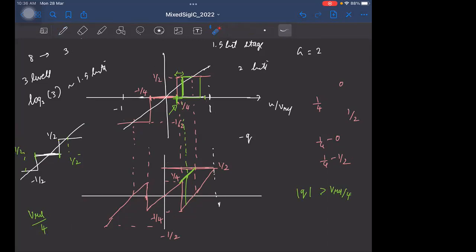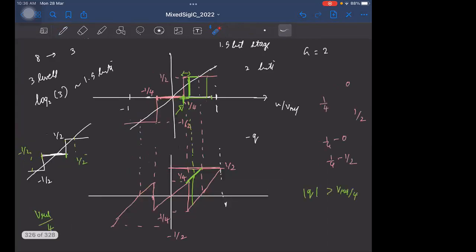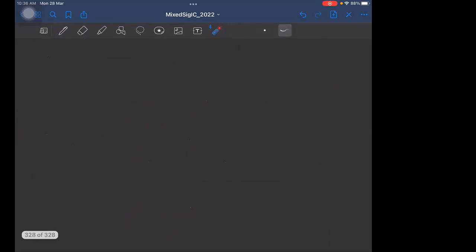Instead of designing a quantizer like this, you design a quantizer like this. You have 3 decision levels. If you want to have a single bit quantizer, what do you do? It's a simple comparator, right? So you give the input. If the input is greater than 0, it's 1. Less than 0, it's 0. Done.